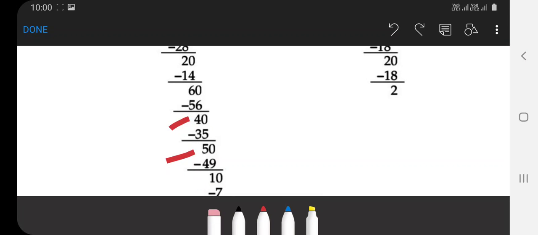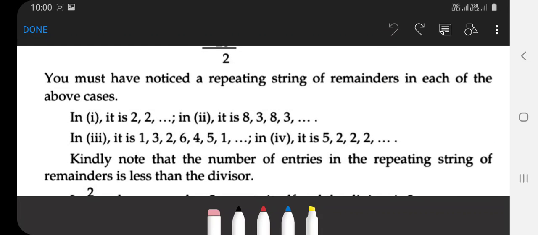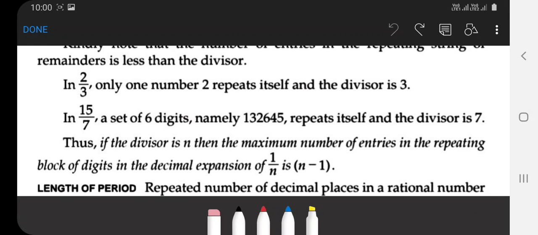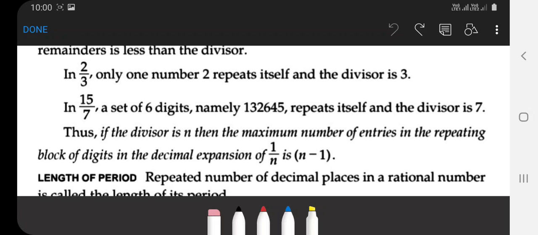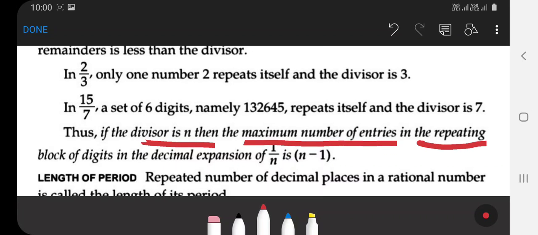So due to this result, we conclude with a rule. The rule is, if the divisor is n, then the maximum number of entries in the repeating block of the decimal expression of 1 by n is n minus 1. Clear? N minus 1.